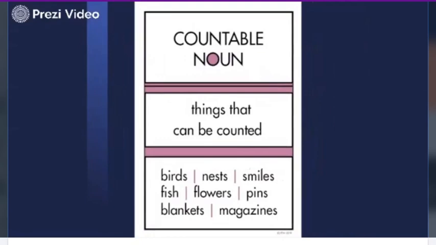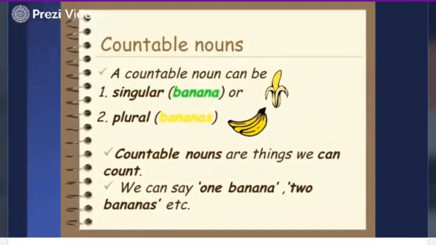Countable nouns are things that can be counted, like birds, nests, smiles, fish, flowers, pins, blankets, and magazines. What do these words have in common? They are in plural. So the first tip: a countable noun can always be transformed into a plural noun. Countable nouns, you can find them in singular or plural.